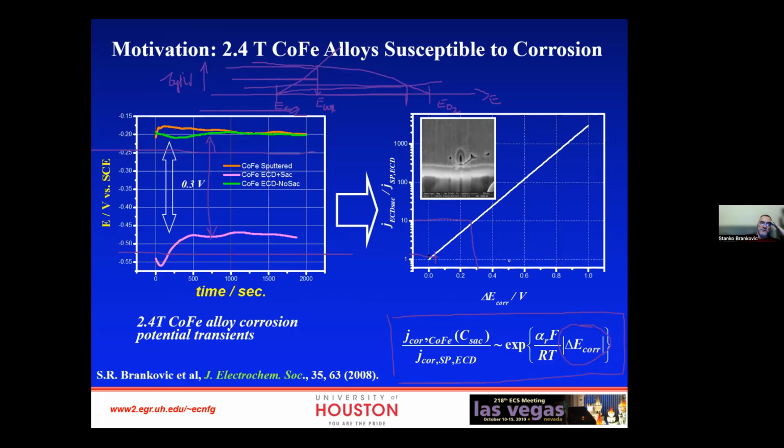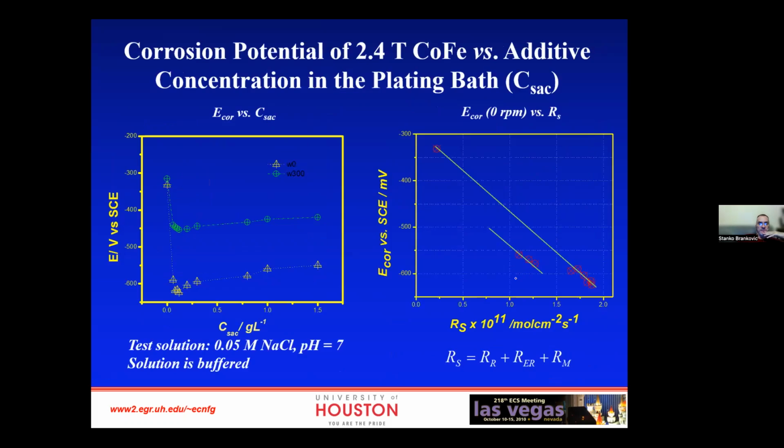I was in Thailand for 2 weeks trying to fix this problem, and eventually that's steered the interest to actually understand why the corrosion properties and how the corrosion properties deteriorate as a function of additives.